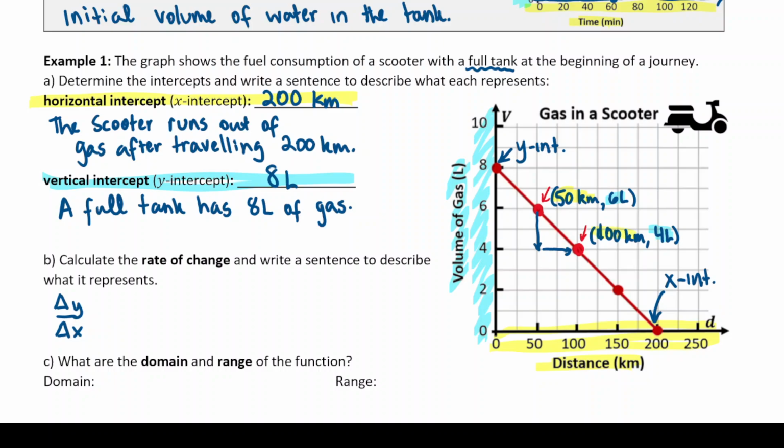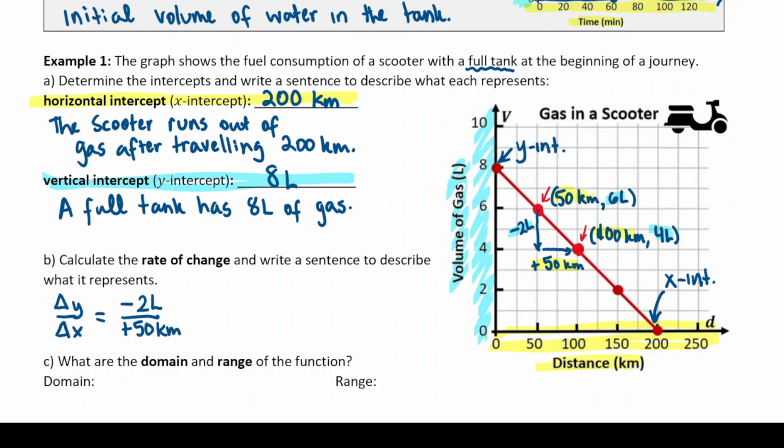Okay, so that means my distance went up by 50 kilometers. From 50 to 100 is a positive change of 50 kilometers. But my y values went down. My gas started at 6 liters, but it went down to 4 liters. So it's a decrease of 2 liters of gas. So these are the numbers that I want to put in my formula for the rate of change. The y values are decreasing by 2 liters every time the x values increase by 50 kilometers.